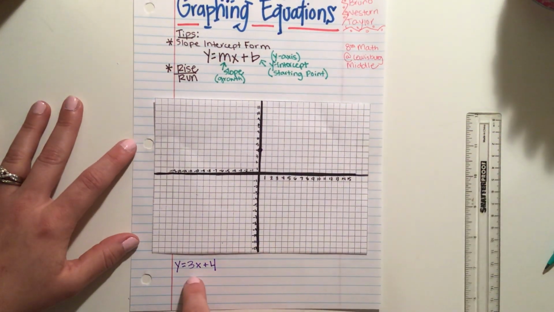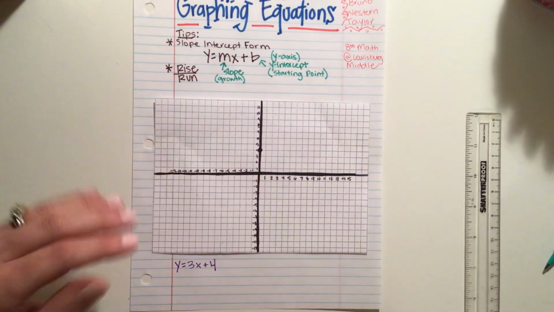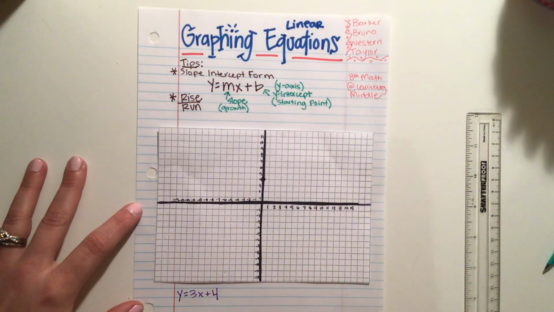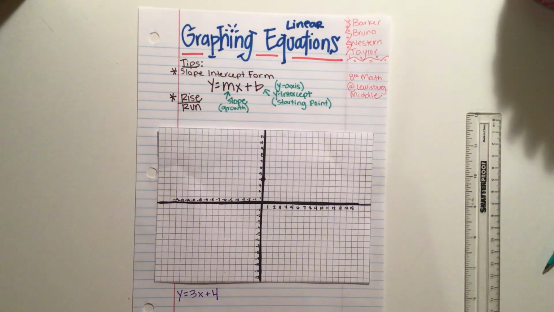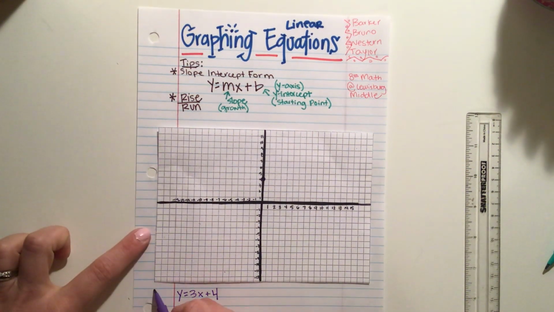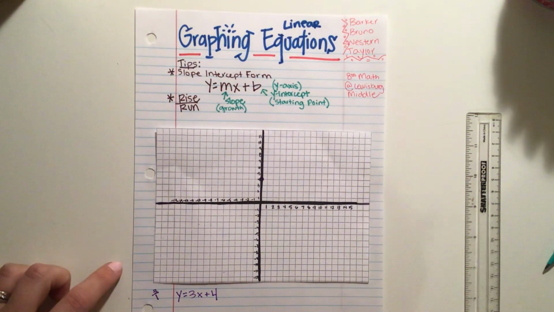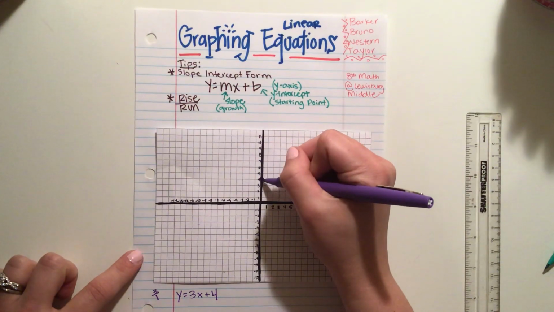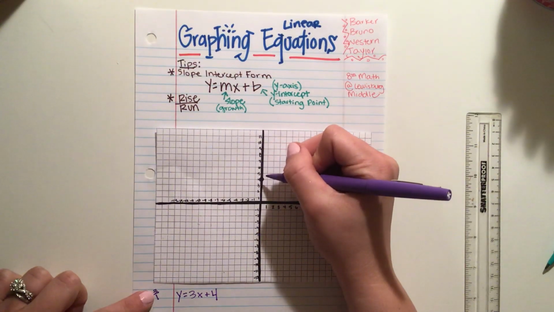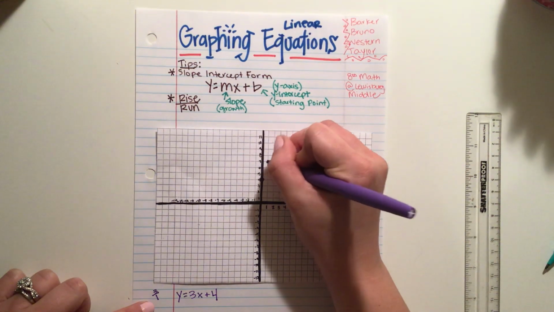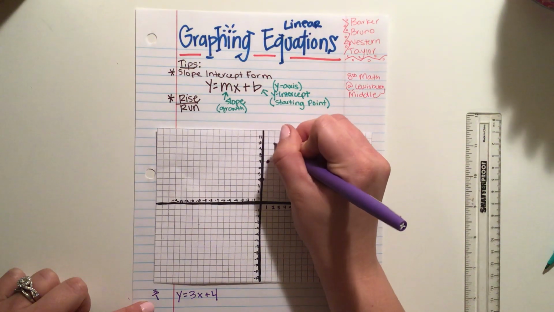3 is my slope. In order to follow the rise over run, 3 is a whole number. So how do I write 3 as a fraction if it's a whole number? 3 over 1. So that means every single time from this point, I'm going to rise 3, run 1. So 1, 2, 3, run 1. 1, 2, 3, run 1.